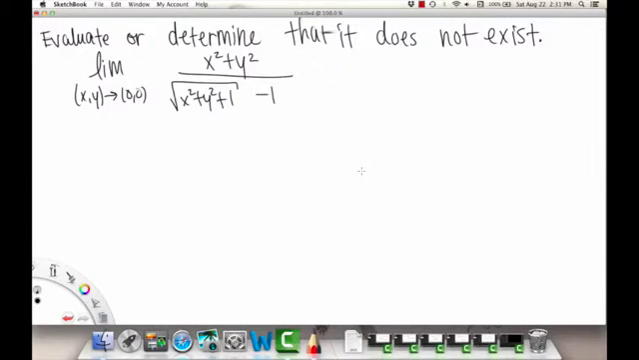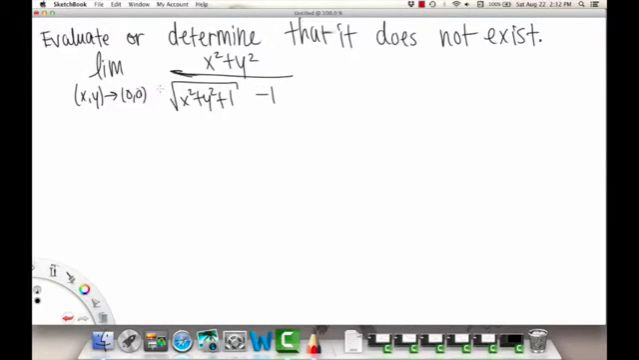Okay, for this question, we're asked to evaluate or determine that it does not exist, and then we're given the limit as (x,y) goes to the origin (0,0) of (x squared plus y squared) over (square root of x squared plus y squared plus 1, minus 1). Here I'm going to approach this problem by trying to evaluate it, and if it happens to be undefined in the end, or we can't find an answer, then we'll decide that it does not exist.